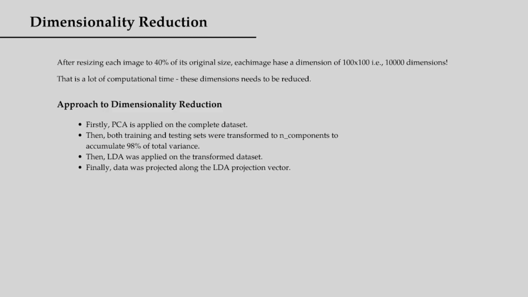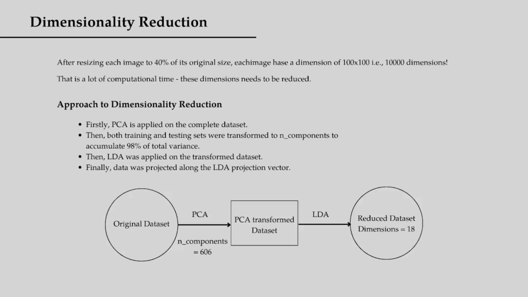So what this approach essentially means is that we have an original dataset, we applied PCA on it, and the number of components reduced to 606. Then on the transformed dataset, we applied LDA and the dimensions were reduced to 18 only.